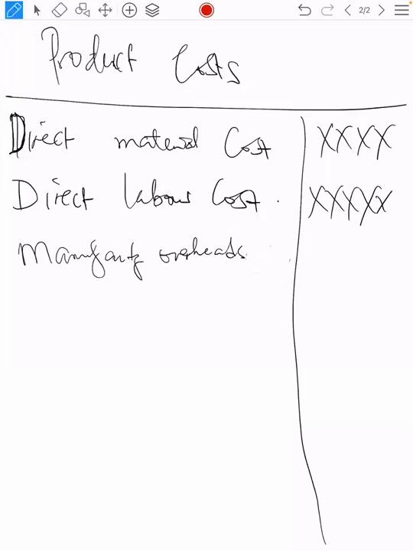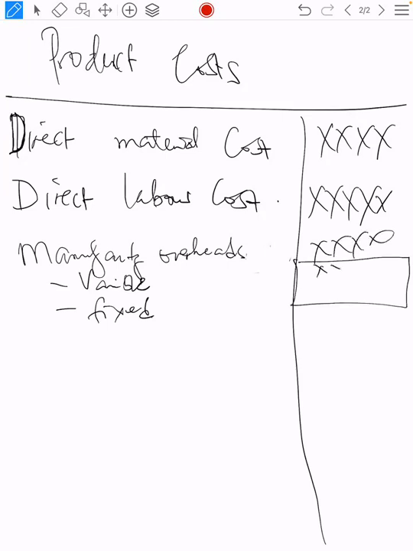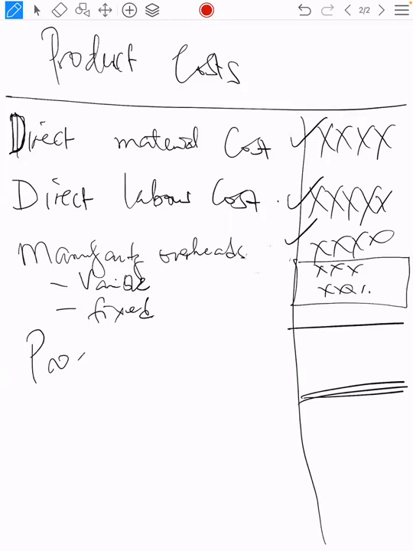When we talk about manufacturing overheads, some are going to be what? Variable, and some are going to be fixed. Those two costs, you have to consider them, identify their breakdown and put them there. Now, if I add these three costs, I'll get my product cost. Okay, now let's talk about these manufacturing overheads.